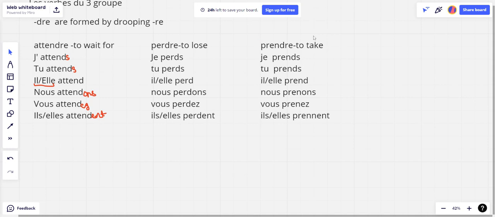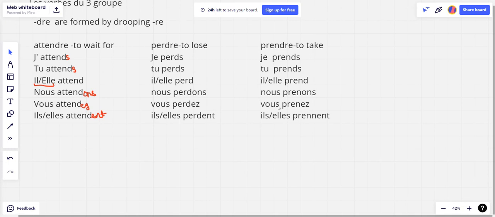Now, similarly, in the same way, we have another word which is quite similar to this one, which is comprendre. This word has the same conjugation as prendre, as I have already told you. You can practice them, and this word means to understand.